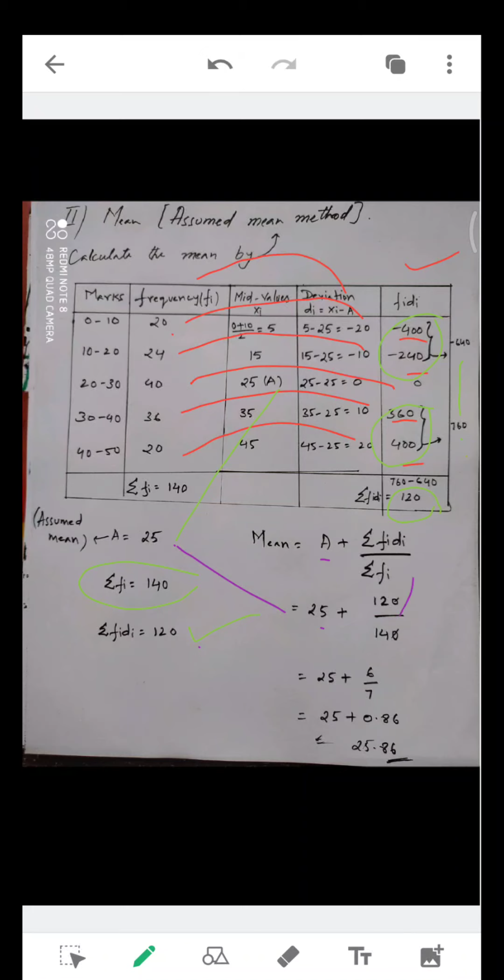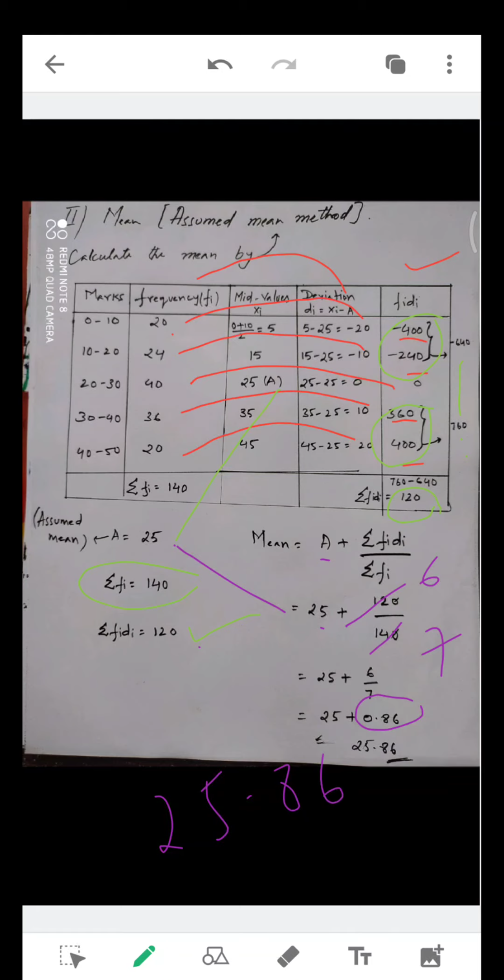Then you can cancel the 0s here. So you'll get 12 by 14. When you cancel, you'll get 2 sixes and 2 sevens. That is 6 by 7. Now 25 plus 6 by 7. You can divide 6 by 7. You'll get 0.86. And when you add this, you'll get 25.86. So our final answer is 25.86.